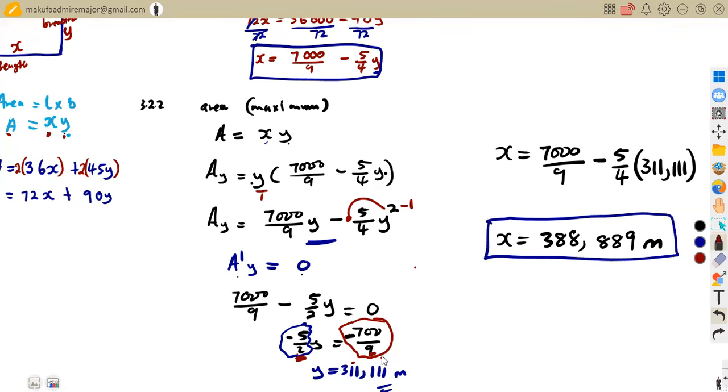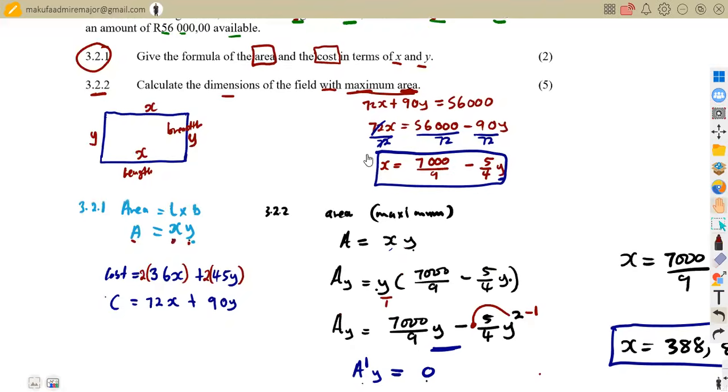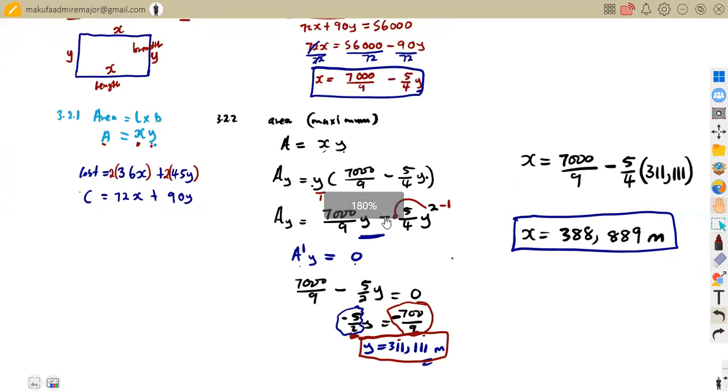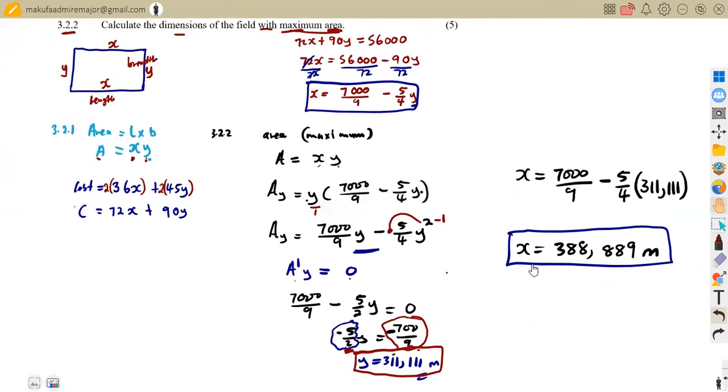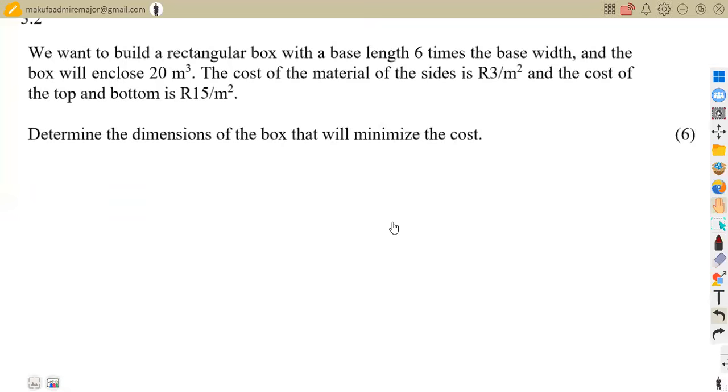We have the value of x and we have the value of y, which correspond to when our area is maximum. When our area is maximum, calculate the dimensions. So our question was to find the value of x and the value of y for this area to be a maximum. Like I was saying, it's a matter of formulating the expression for the one that is supposed to be maximum. Is it volume? Is it cost? Whatever you're given there.